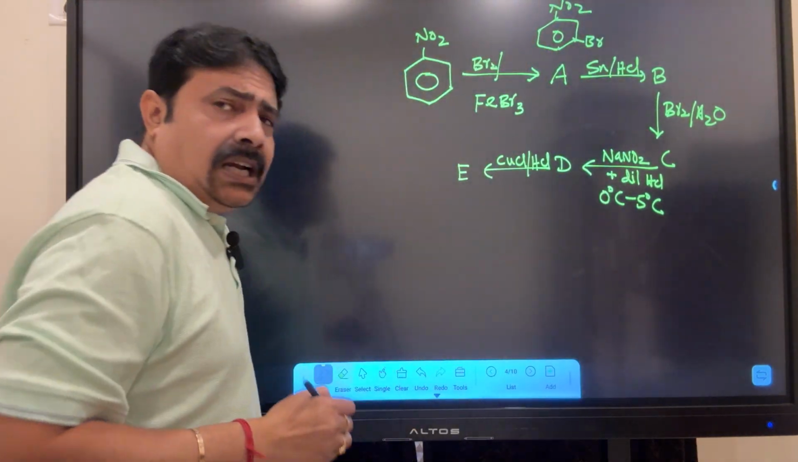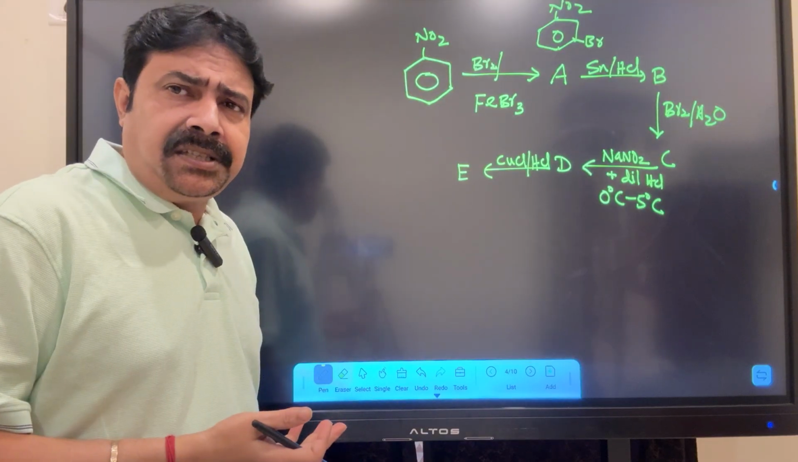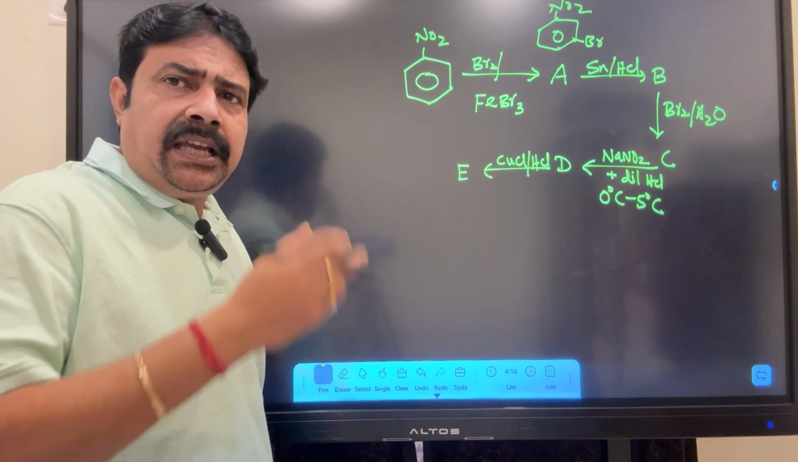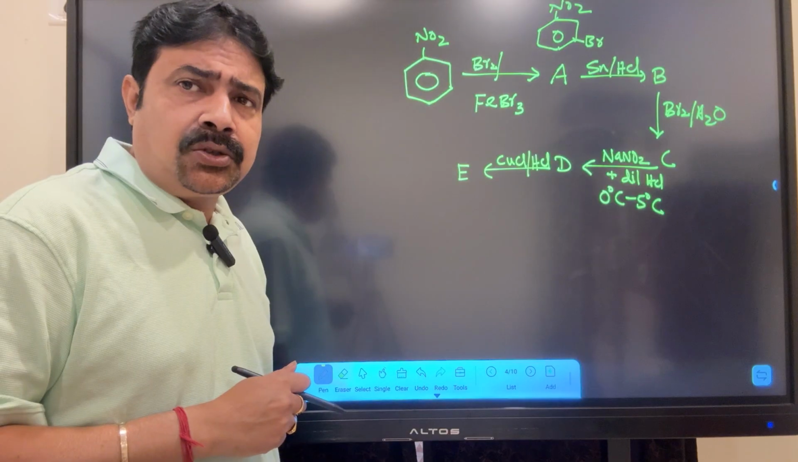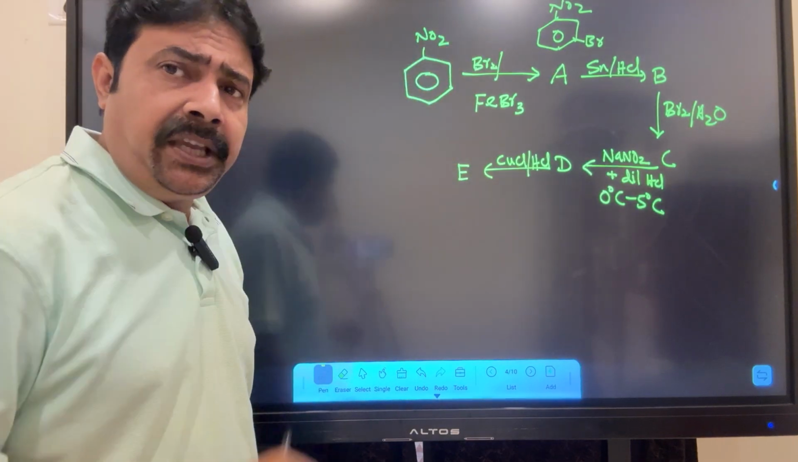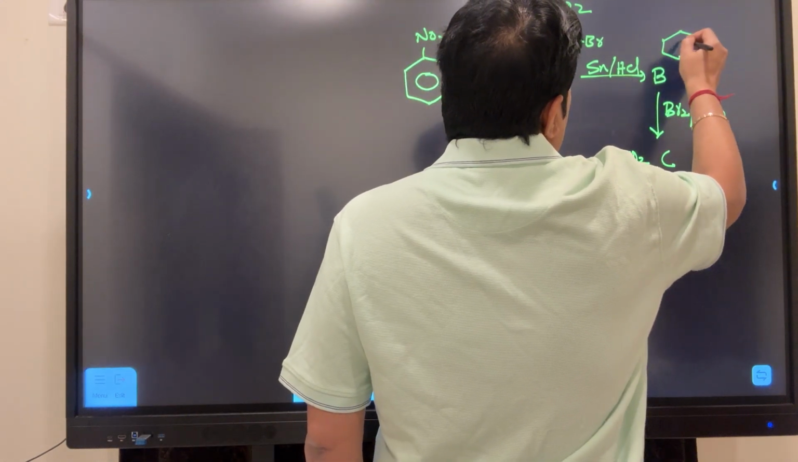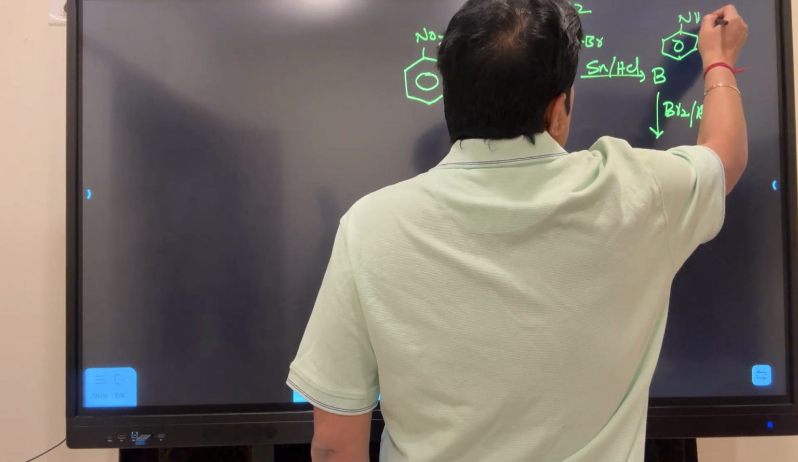Sn/HCl means nitro will undergo reduction. Yesterday also they gave this type of question, which I discussed. NO2 will be converted to NH2. What are the steps? Via NO, then NaOH, and then it will be NH2. So immediately you will get B, which is nothing but your NH2 with Br.